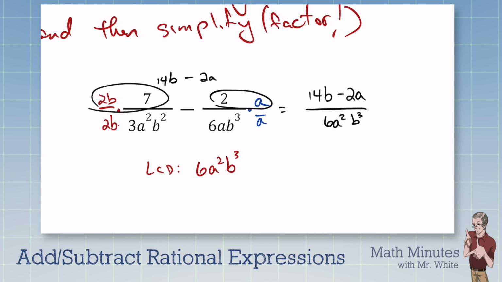Now I do see that there's a little bit of reducing we can do because these numbers are all even numbers. So I can go ahead and factor a 2 out of the top, which would leave me with 7b minus a all over 6a squared b to the third. And then 2 goes into 6 3 times. So the answer would be 7b minus a all over 3a squared b to the third. Okay?